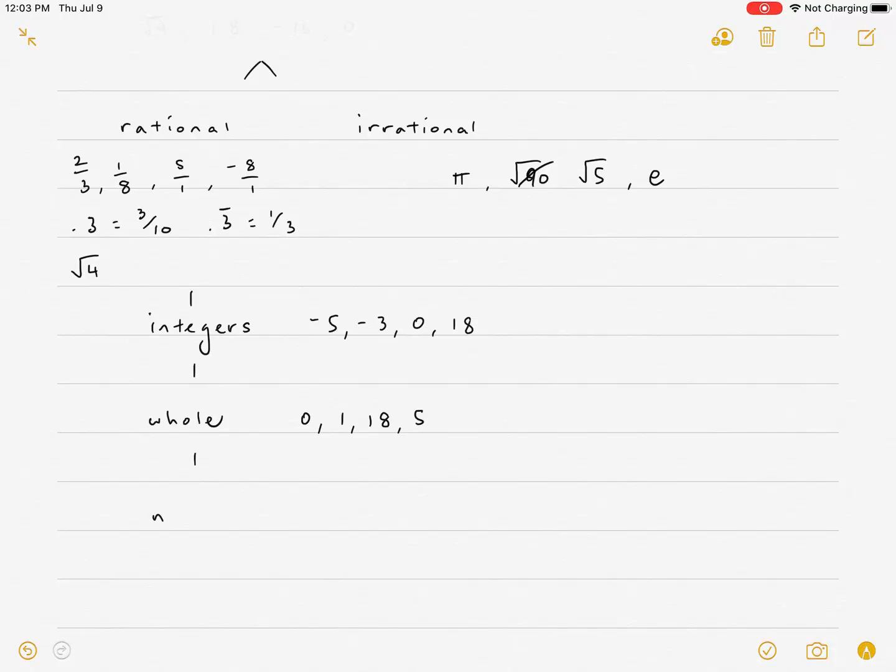And a little bit more specific, inside the whole numbers, we have our natural numbers. And natural numbers are your whole numbers except for the 0. So 1, 2, 3, 18, and so forth. Numbers like that. You should just go back and study these examples that I've given you.